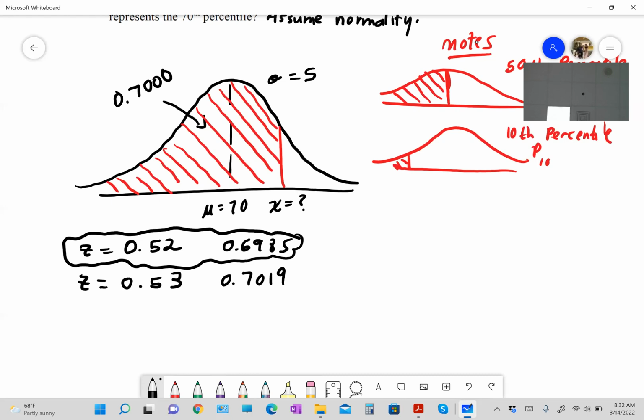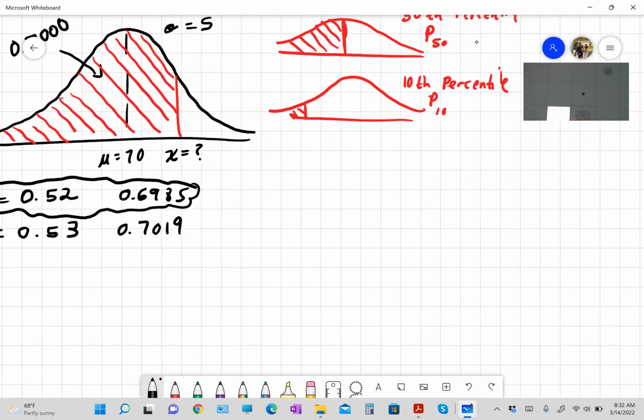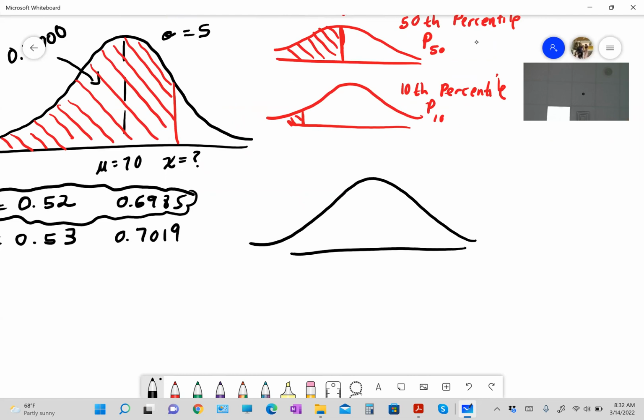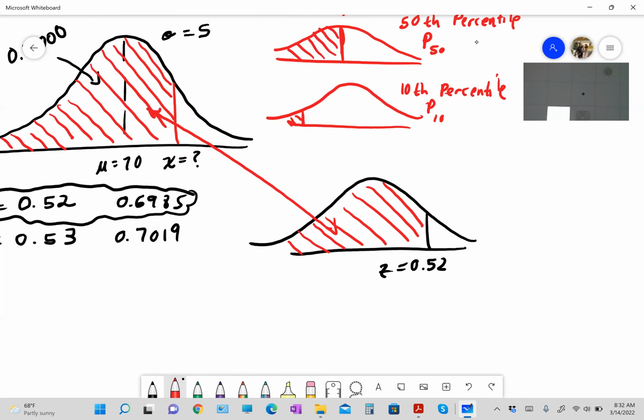That means the z-score of 0.52 represents that same area there. These two areas have to be the same. Now we don't want the areas, we want the x. So what should we apply? The formula is x equals mu plus z sigma. That's how we convert the z-score to an x.